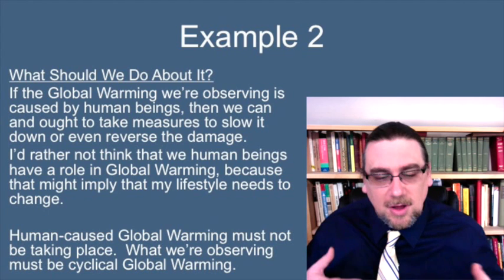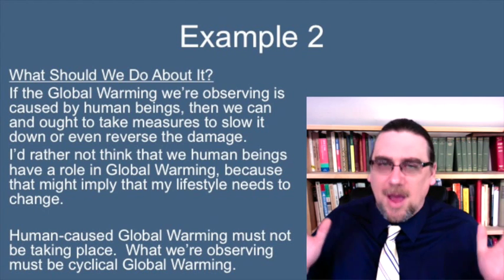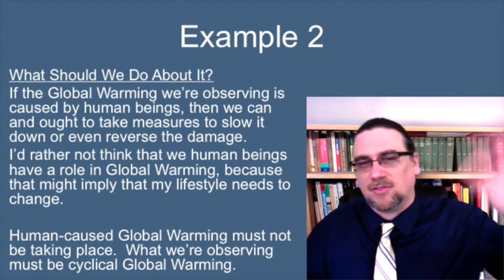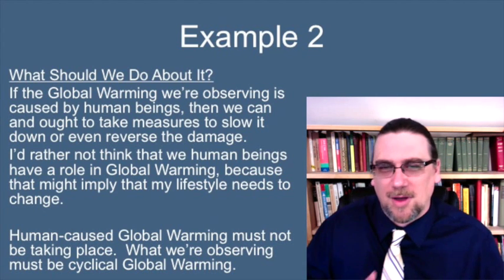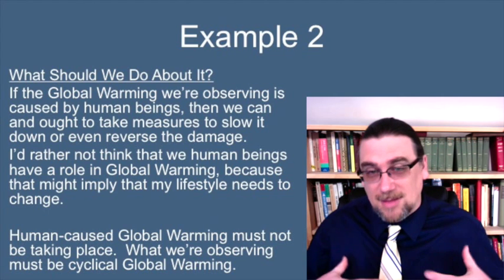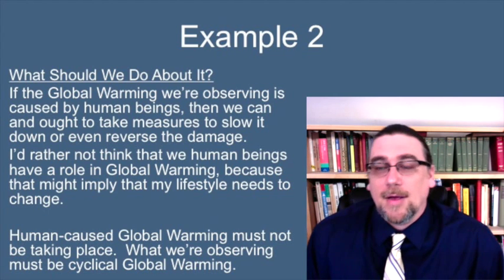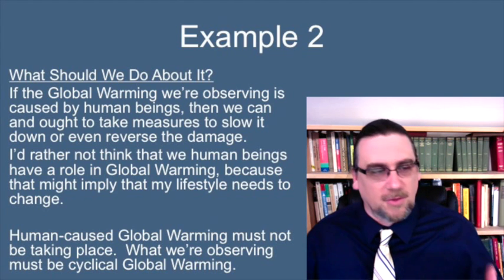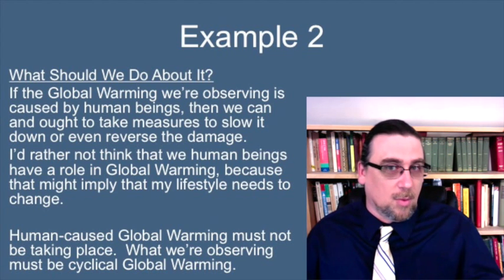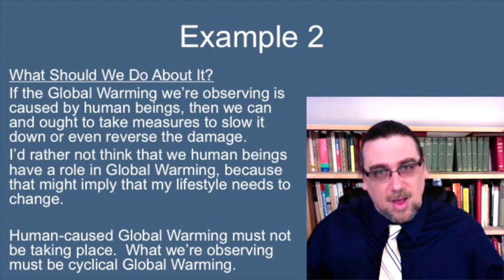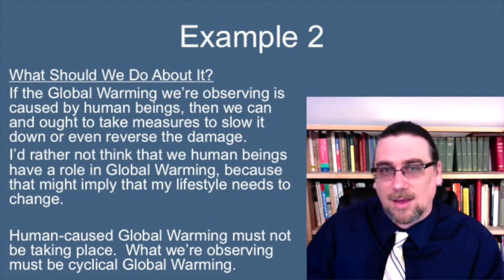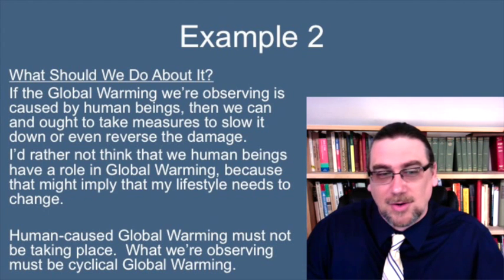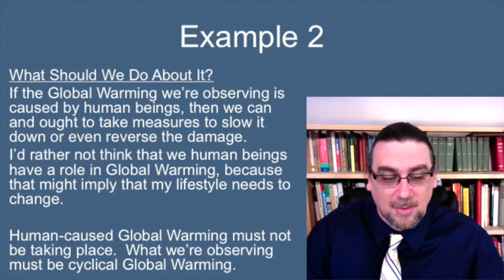So the conclusion is human-caused global warming must not be taking place. It must be cyclical global warming, because if it's cyclical, the sun's to blame, and then we don't have to worry about it. But if we're to blame, then we actually have to do something about it. So, I think that a lot of people engage in wishful thinking about global warming, and they tend to blur a lot of issues together so that they don't have to take responsibility for thinking about lifestyle changes that they would have to otherwise.